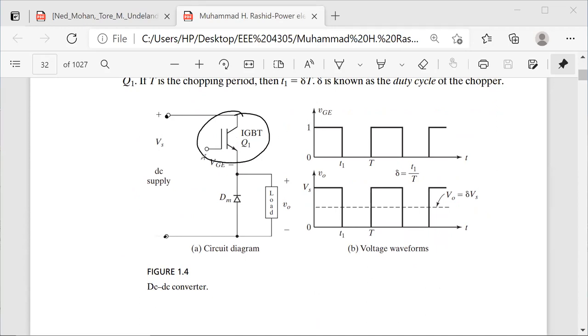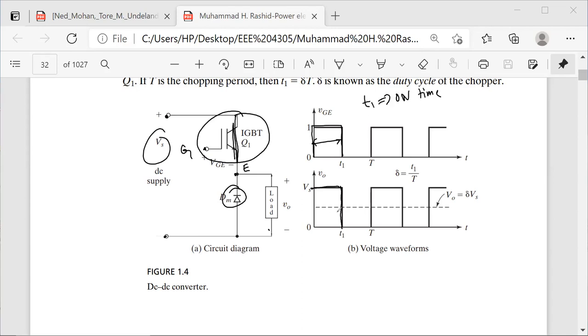GE is the voltage between this and this. This is your G point and this is your E point. When it gets a pulse like this, only then this switch will be turned on. Then this diode will be reverse biased, and V0 will be VS, that we got here. And this is your on time. T1 will be your on time.